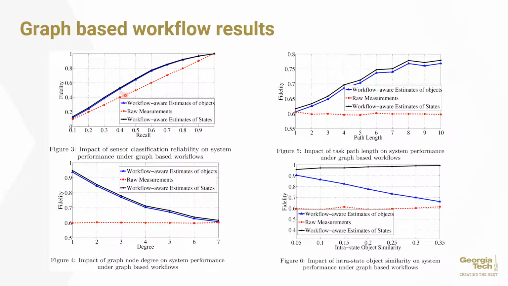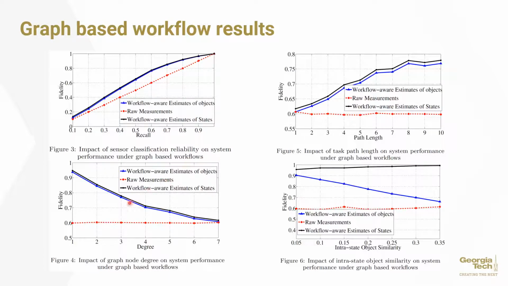So you can see that obviously as you increase your sensor accuracy, you're going to increase your system accuracy. But what's interesting is there's only an upside for using a workflow, a hidden Markov model in this case, because you're always going to have higher system accuracy using that compared to just raw data system usage.